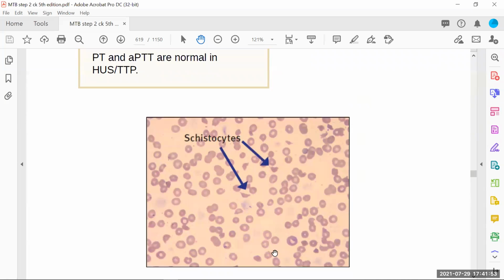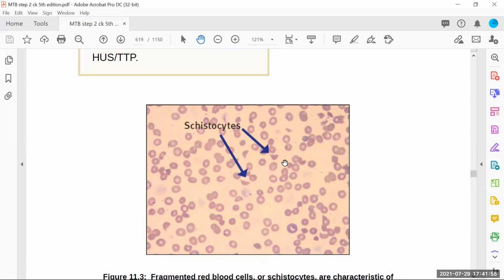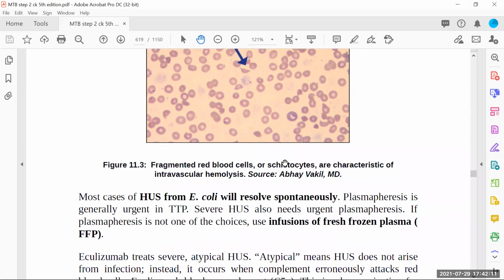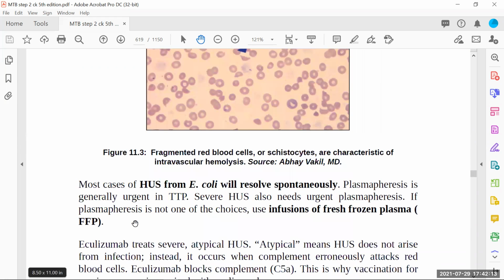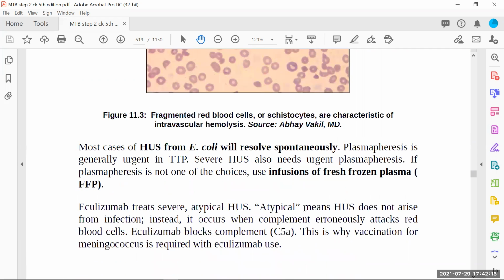So these are the schistocytes, helmet cells, and fragmented cells. You can easily appreciate them on microscopic examination, and that will give you a clue that this is hemolysis. Whenever you do a microscopic examination and find schistocytes, fragmented cells, or helmet cells, they will give you a clue that this patient is undergoing hemolysis. Most cases of hemolytic uremic syndrome from E. coli will resolve spontaneously because it's an infection. Once the infection goes, it will be reversed.